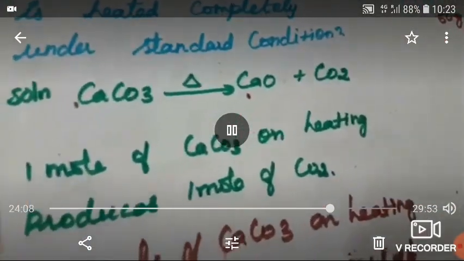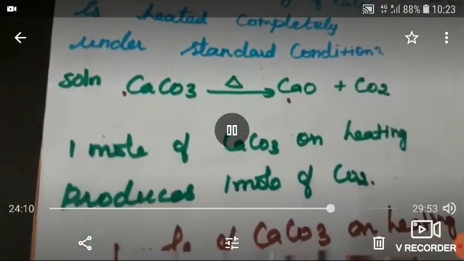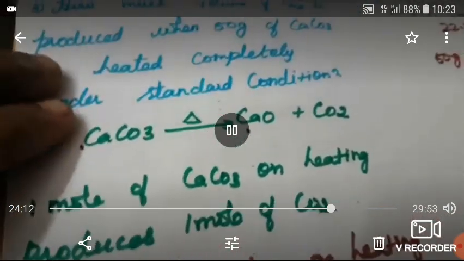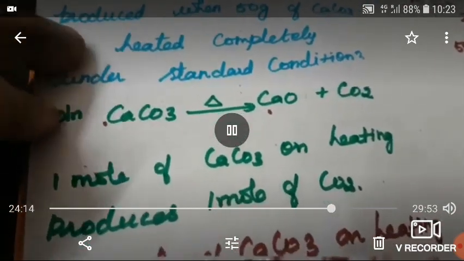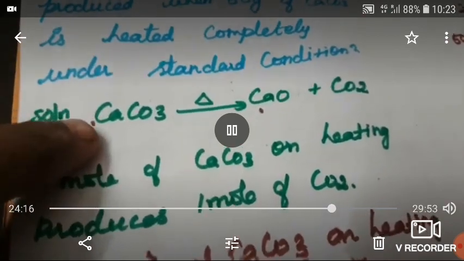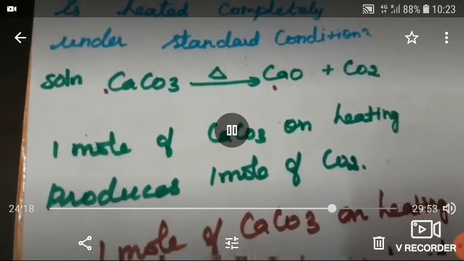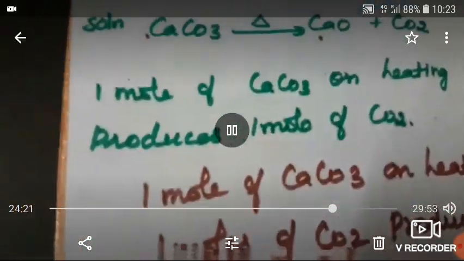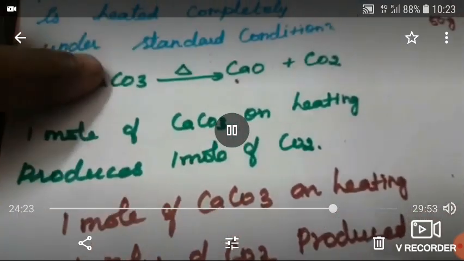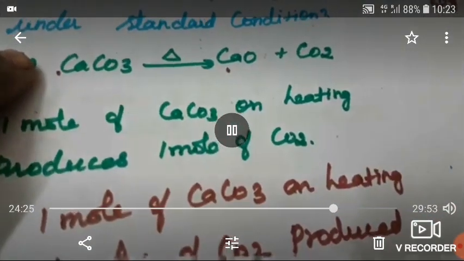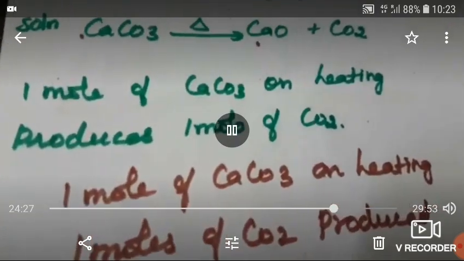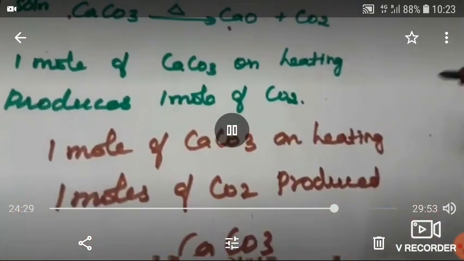Okay, so this is another one: liters of carbon dioxide. This is a simple one. First, calcium carbonate completely dissociates into calcium oxide and carbon dioxide. On heating under standard conditions, 1 mole of calcium carbonate will produce 1 mole of carbon dioxide. So everything is 1 mole.